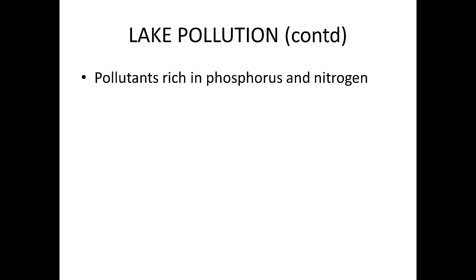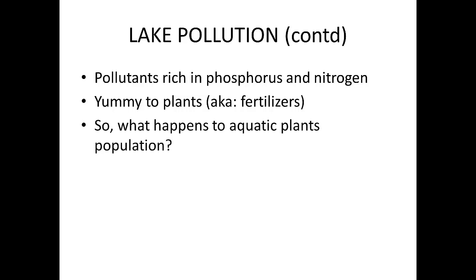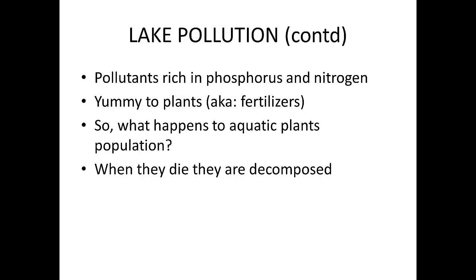When pollutants rich in phosphorus and nitrogen are dumped into lakes, the existing aquatic plant life is very, very happy because it is fertilizer to them. That is, phosphorus and nitrogen is food for aquatic plants. So, what happens to this plant life? That's right, it greatly increases, which then results in an increase of decomposing matter.